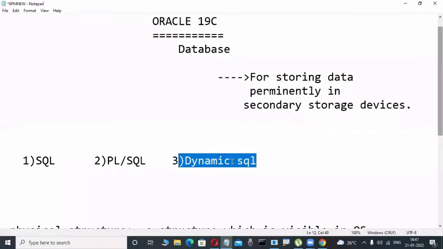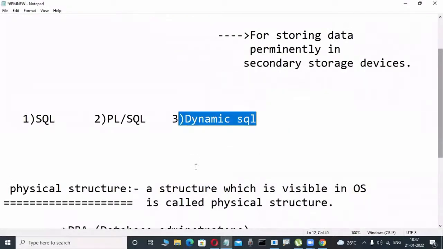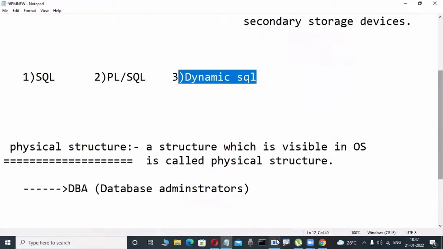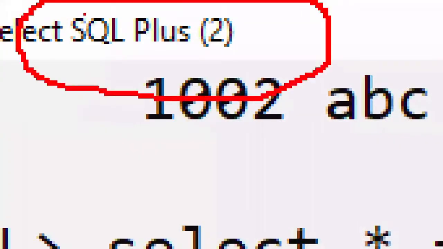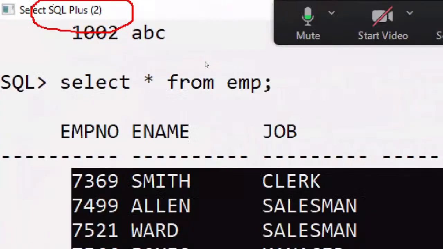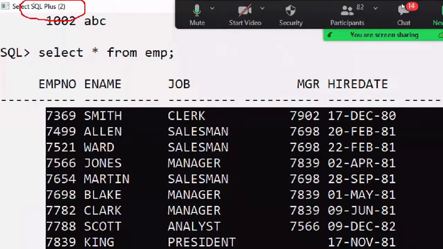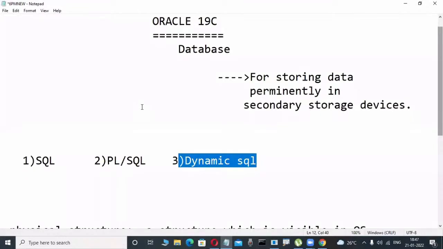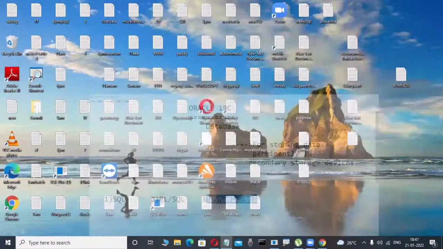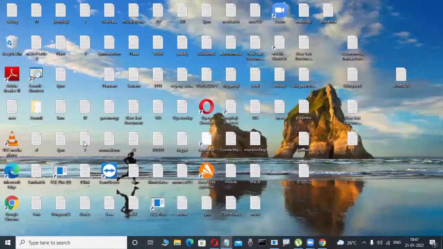But unfortunately, another thing is there in my system here. SQL Plus is there. What is this one? This is a tool. This is called a client tool. If you want to connect to the Oracle database, then we are using client tools. SQL Plus is a default tool. Whenever I'm installing the Oracle software, automatically the tool is available.